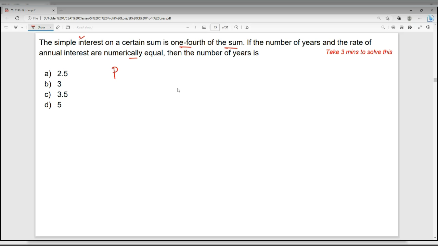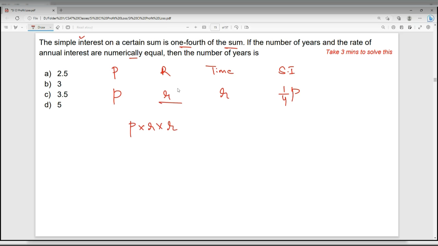So we have principal, rate, time, and simple interest. So they are saying that the principal, if it's P, simple interest is 1/4 of P, and rate and time are numerically same. So I would take it as R and R. And then they are asking you to calculate the number of years. The time is also unknown, the rate is also unknown, and both are same. So from this formula we have P into R into R.